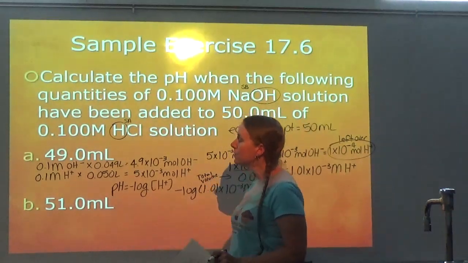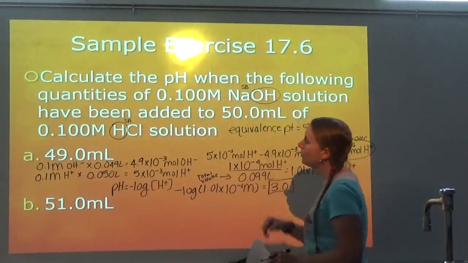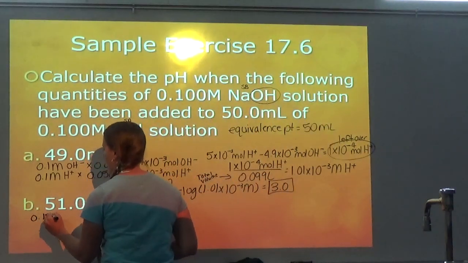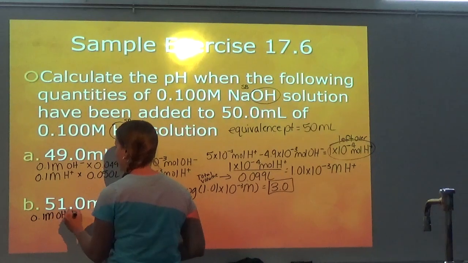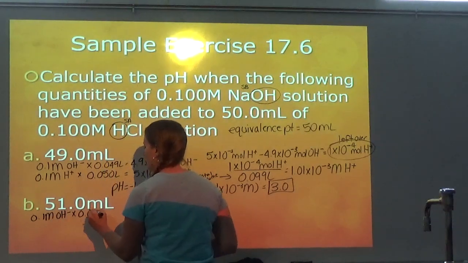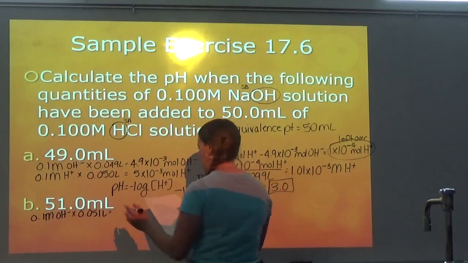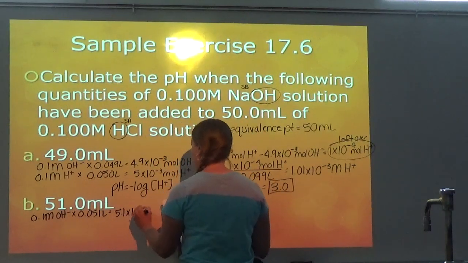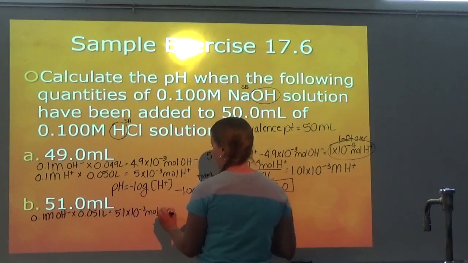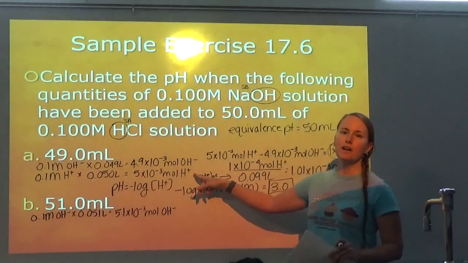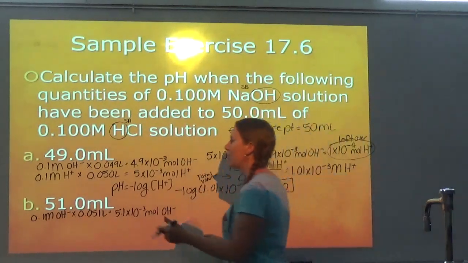All right, so we have 51 milliliters of NaOH that we're adding. So I start the same way. I said, okay, I got 0.1 molar OH minus times, in this case, 0.051 liters. And I ended up getting 5.1 times 10 to the negative 3 moles of OH minus. Now, I can use my same acid value from up here. Okay, I don't have to recalculate that.